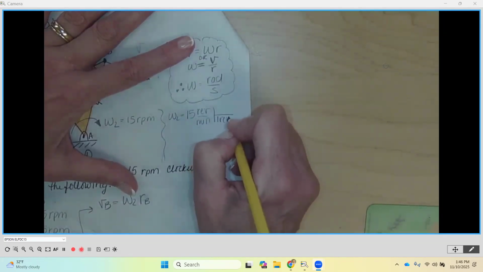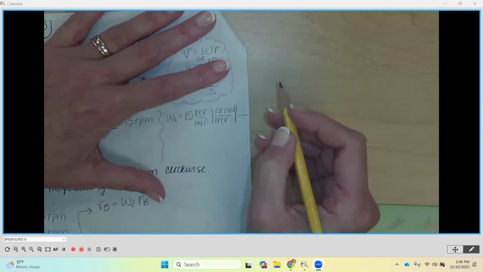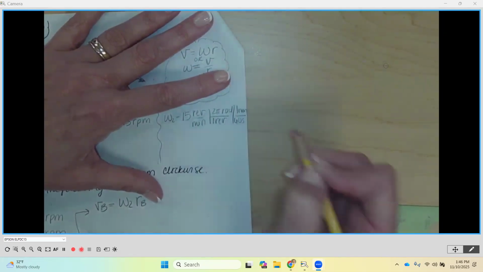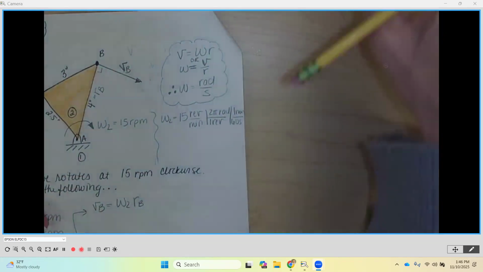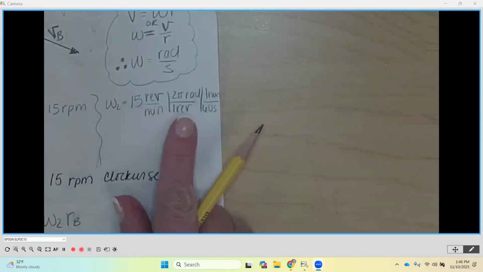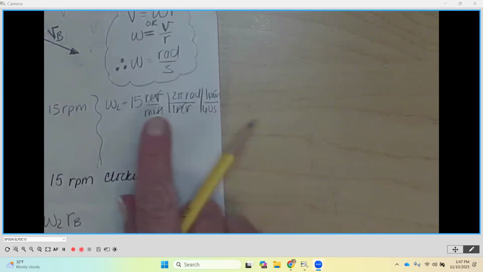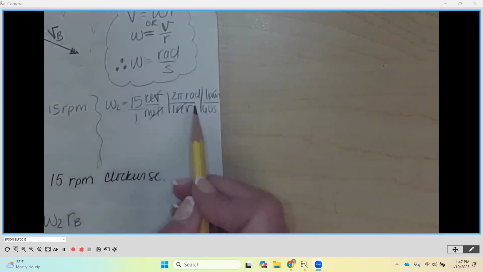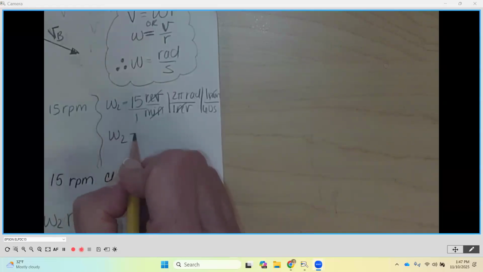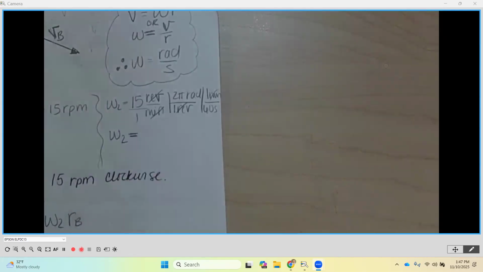And I know that one revolution is 2 pi radians. I'm going to sneak it in here. 1 minute is equal to 60 seconds. You guys see that? I'll zoom in so you can see it. So this is revolutions, cancel, minutes, cancel, radians per second. So 15 times 2 times pi divided by 60. What do I get for W2 in radians per second?